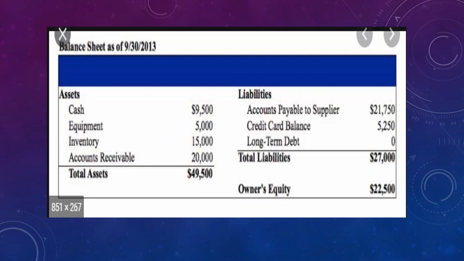Then the balance sheet will be calculated for a particular date. For each day, the balance sheet will be different, so it is calculated per day. Here you can see the title, balance sheet as of. So on that particular day, we will calculate the balance sheet.